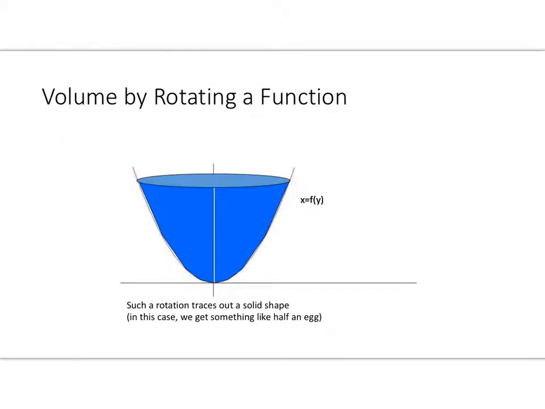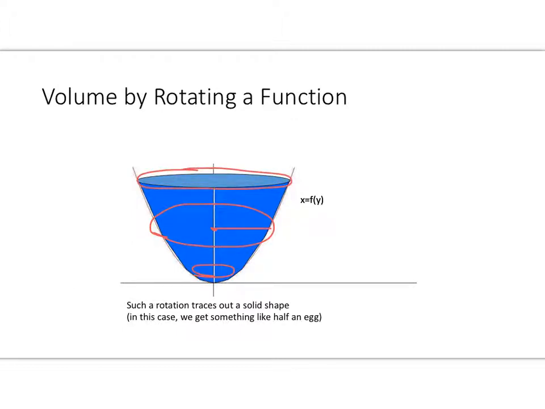So we're going to use that same concept to figure out the volume when I rotate a function. Here I have x equals f of y, and I rotated it around the y-axis. So my rotation went this way. And essentially what I'm going to do is look at a disk. I'm going to slice one piece of this. The very top is a circle, the middle is a circle, the very bottom.